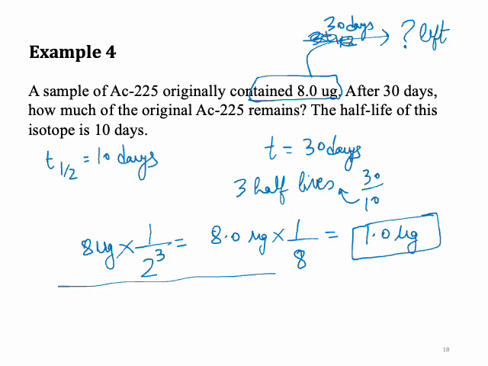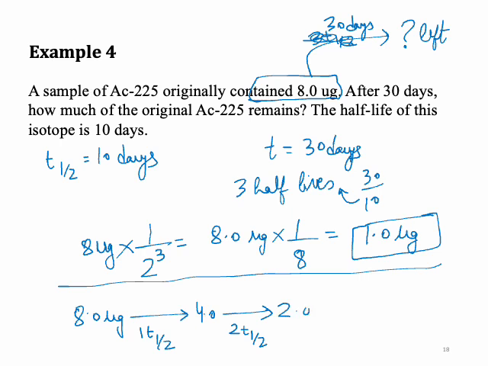If you want to use the other way, that is totally fine. You start with 8.0 micrograms. After 1 half-life, 4 is left. After the second half-life, half of 4, which is 2, is left. After the third half-life, half of 2, which is 1, is left. So either way, your final answer is 1.